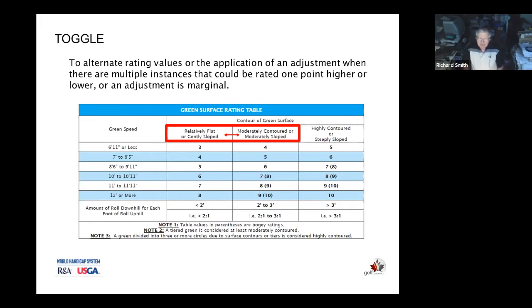So the solution there, rather than picking one, we make the decision that we're going to toggle them back and forth, so that as we get to greens that again seem to be right on the borderline between relatively flat and moderately contoured, we'll say, well, okay, this one will do relatively flat. The next one we'll say is moderately contoured. The third one that's similar, back to relatively flat, and so on. And that would give us, we think, a better average of the green surface rating for that golf course.